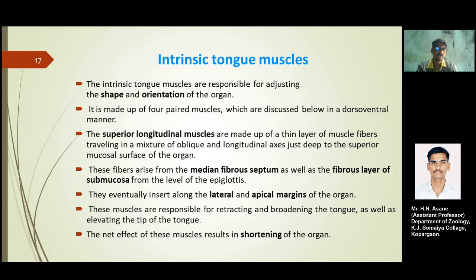So these muscles are responsible for broadening the tongue as well as elevating the tip of the tongue. Okay, so the net effect of these intrinsic muscles is going to result in the shortening of the organ, compressing or maintaining the shape with compression, so that the organ's length gets shortened up to 10 centimeters, as I said in earlier sessions.